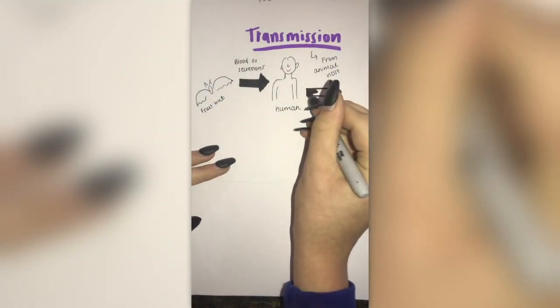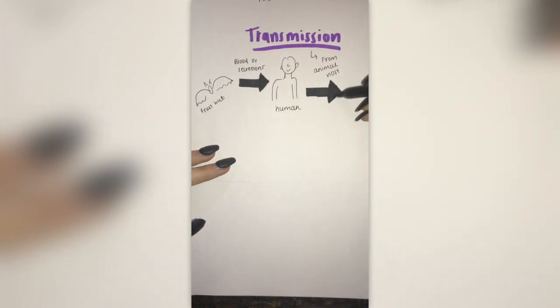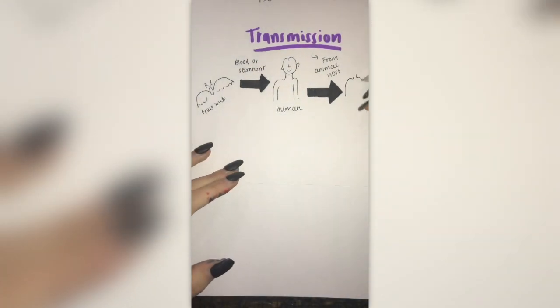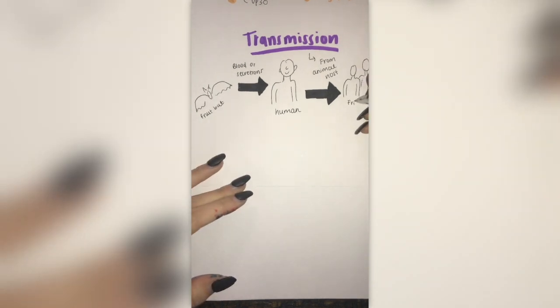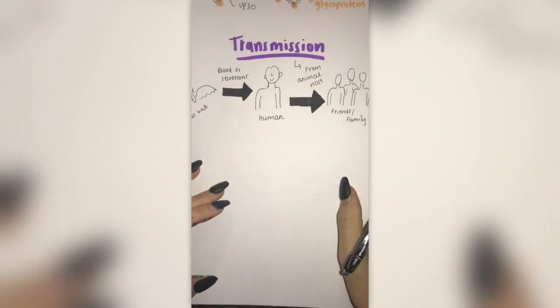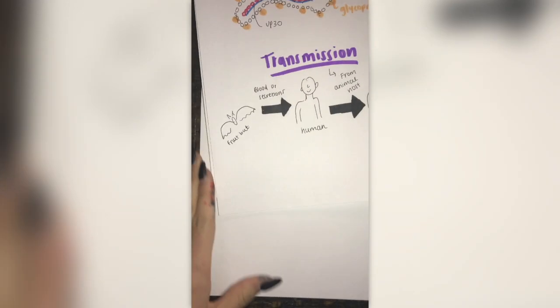Once someone is infected, they can easily spread the Ebola virus disease to their friends and family through direct contact with blood and body secretions.